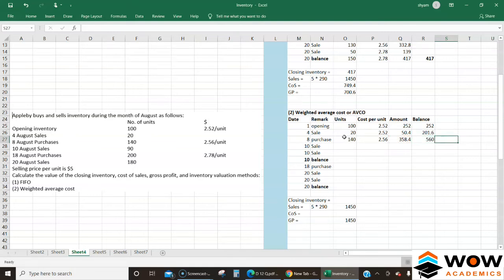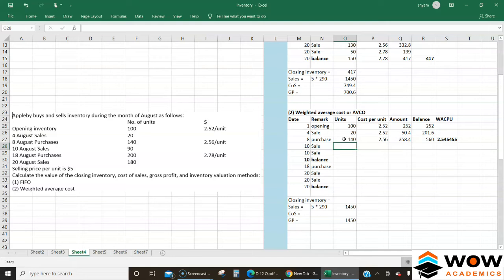Now you have to have another column called weighted average cost per unit. Why we should have it is, every time we purchase, we have to find out the weighted average. So 560 is the total value divided by the total number of units. The total number of units here is 100 minus 20, so we have 80 balance, and plus 140, so we have 220. That comes to 2.545454, like that.